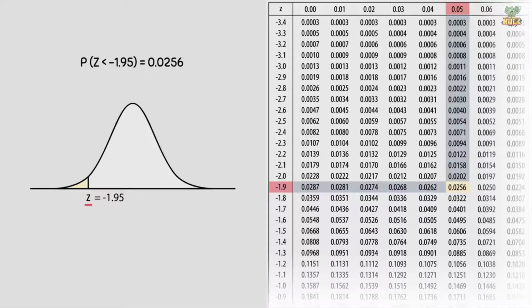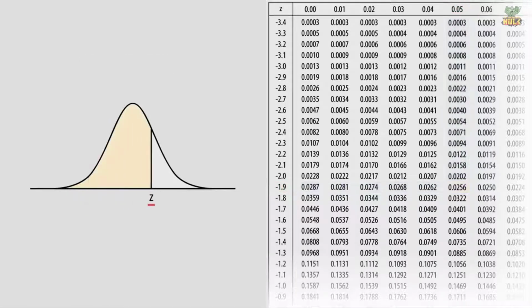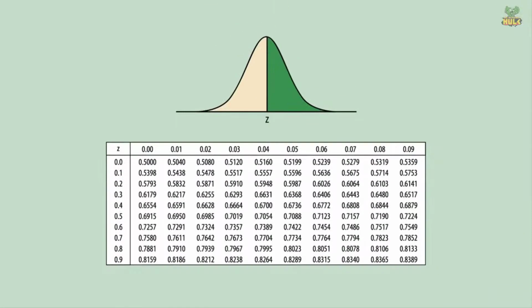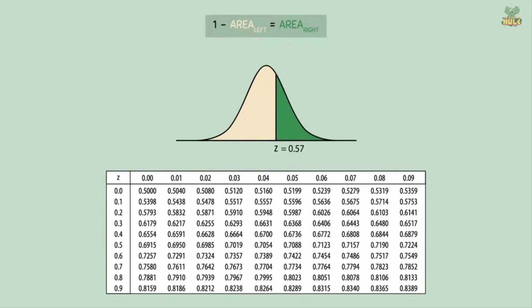is equal to 0.0256. We can also use the standard normal table to determine the area to the right of any z value. All we have to do is take 1 minus the area that corresponds to that z value. For example, to determine the area to the right of a z-score of 0.57, all we have to do is find the area that corresponds to this z value and then subtract it from 1. According to the table, the z-score of 0.57 has an area of 0.7157 to the left of it. So 1 minus 0.7157 gives us an area of 0.2843, and that is our answer.